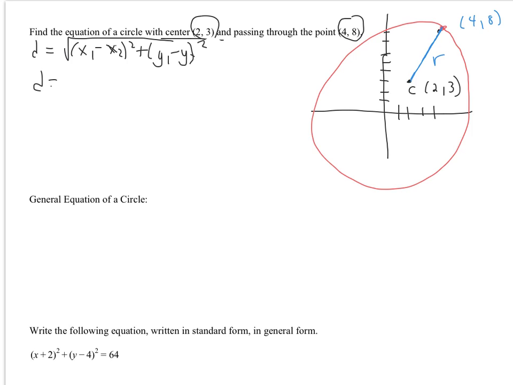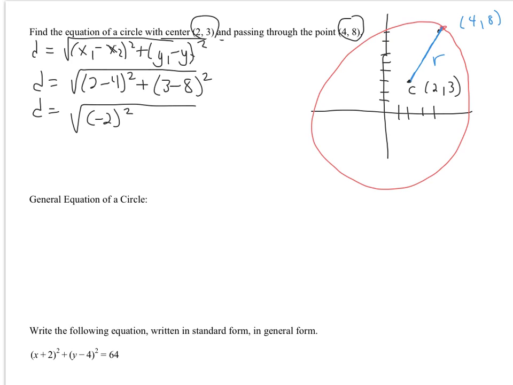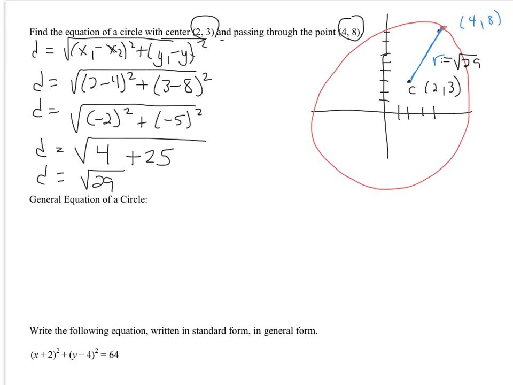So if I plug them in, the first x, I'll start with the center. So I could say 2 minus 4 squared plus 3 minus 8 squared. So if I work this distance out, that's going to be negative 2 squared plus negative 5 squared. That's going to be 4. And that's going to be 25. So this distance is the square root of 29. So the radius of this unknown circle is square root of 29.